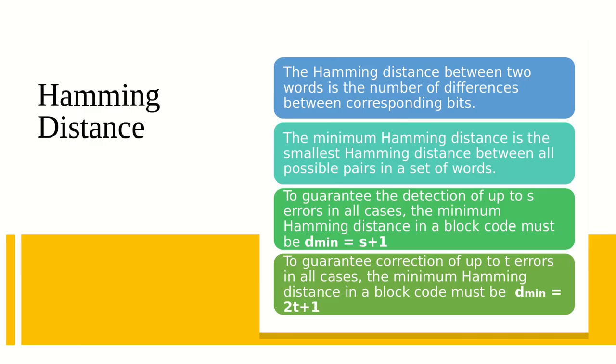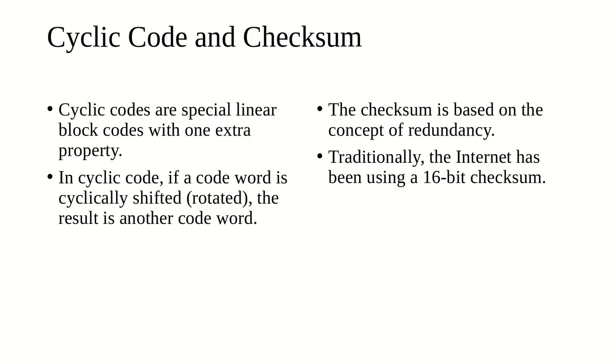Then the Hamming distance. The Hamming distance between two words is the number of differences between corresponding bits. The minimum Hamming distance is the smallest Hamming distance between all possible pairs in a set of words. To guarantee the detection of up to S errors in all cases, the minimum Hamming distance in a block code must be d_min equals S plus 1. To guarantee correction of up to T errors in all cases, the minimum Hamming distance in a block code must be d_min equals 2T plus 1. Almost all block codes today are linear block codes.